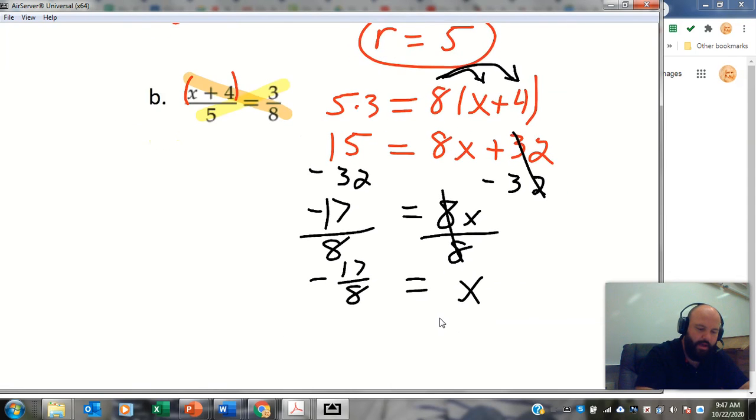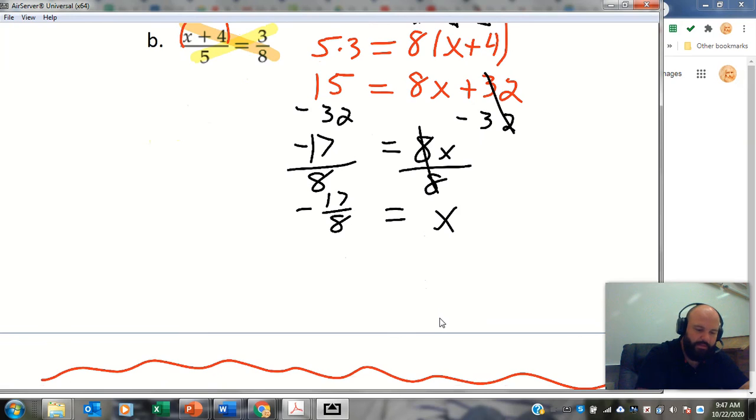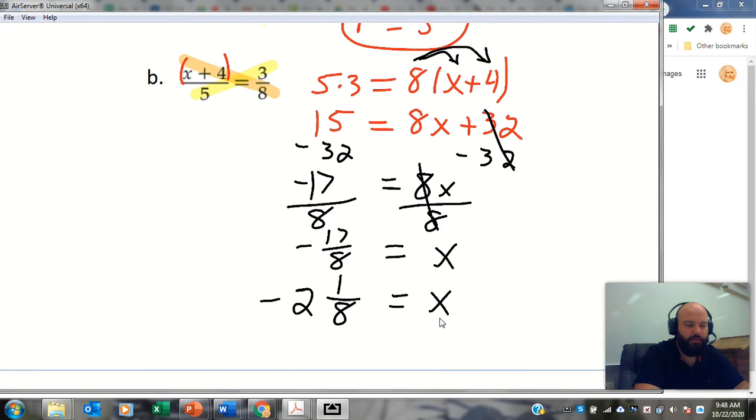17/8. Now, negative 17/8, if we want to, we can write this as negative 2 and 1/8, because 8 goes into 17 twice, and there's a remainder of 1, and you always put that remainder over what you originally divided by. And there you go. So that's how you do it.